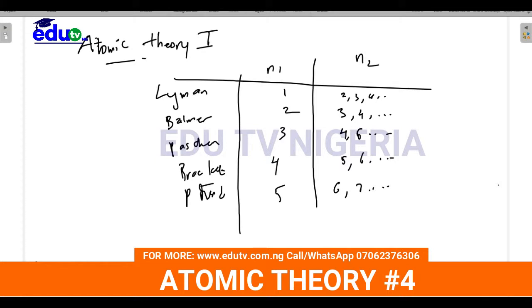So this is the atomic spectra, and in this atomic spectra we have energy levels. We will talk about the emission of energy, how energy is emitted or absorbed, why electrons move, and what theories and conclusions we can draw from them. So we go to Bohr's theory.